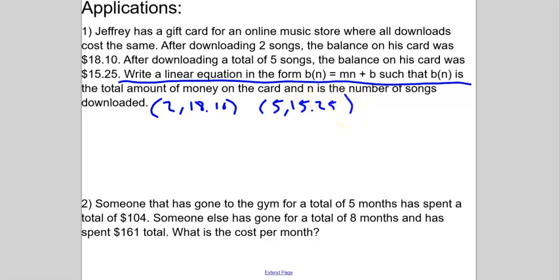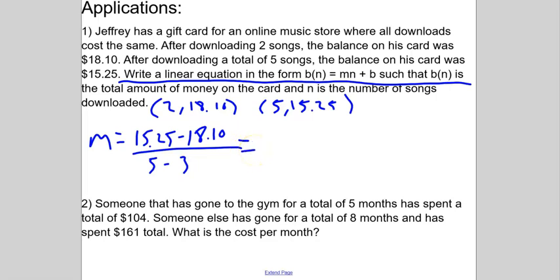Okay, and then from there, we're just using everything we've talked about previously. We need to find our slope. We're going to say 15.25 minus 18.10 over 5 minus 2. All right, so we can use a calculator to find that. 15.25 minus 18.10 is negative 2.85, over, that should be 5 minus 2, not 3, over 3, which is going to give us negative 0.95. Okay, so that's our slope.